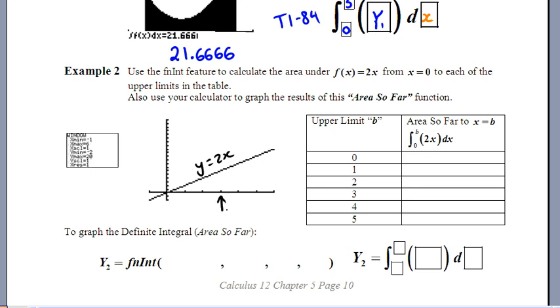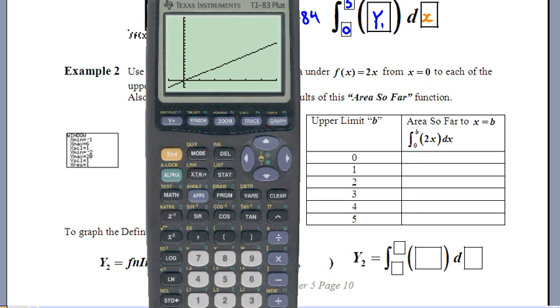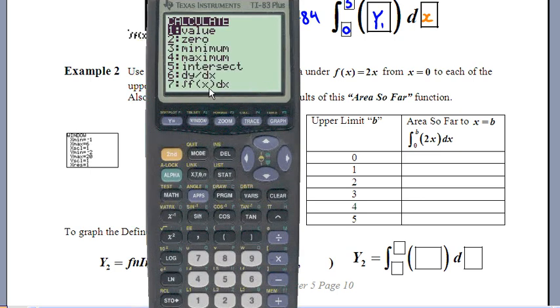Like some place B, where we stop finding the area. So I'm going to do this calculation a few times. So here goes. Second, calculate. I'm going to do option number 7.